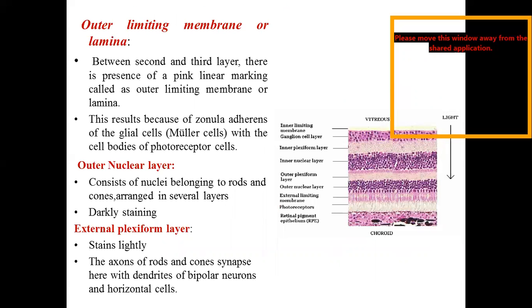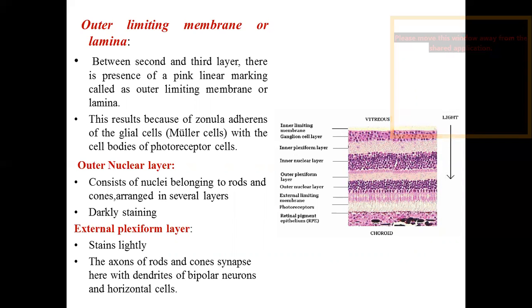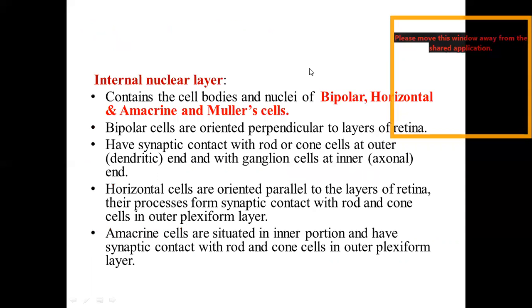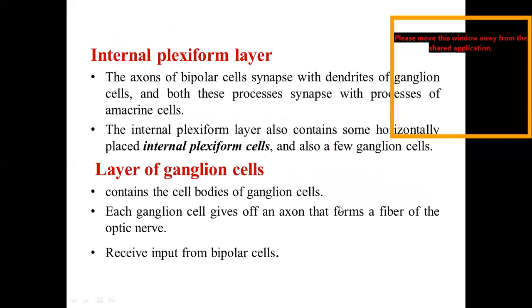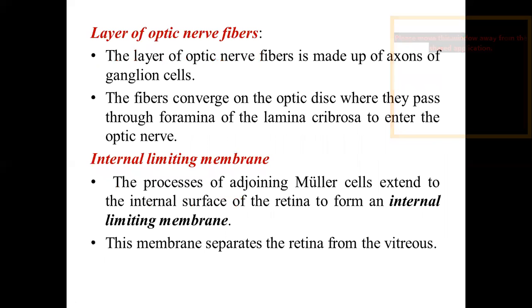Outer limiting membrane, which is the pink color membrane between second and third layer. Outer nuclear layer having nuclei of rods and cones. External plexiform layer where axons of rods and cones synapse with dendrites of bipolar cells. Internal nuclear layer having several cells where bipolar cells synapse outward with outer plexiform layer and inwards with ganglion cells at inner plexiform layer. Then we have layer of ganglion cells. These ganglion cell bodies are located here and their axons will form your optic nerve.